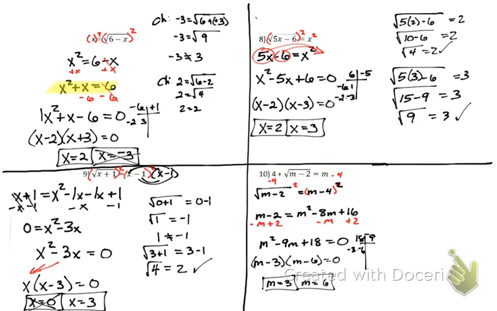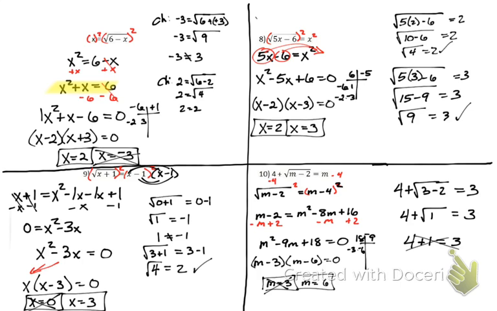Checking them. 4 plus the square root of 3 minus 2 equals 3. 4 plus the square root of 1 equals 3. 4 plus 1 equals 3. Nope, that's not going to work, so 3 gets thrown out.